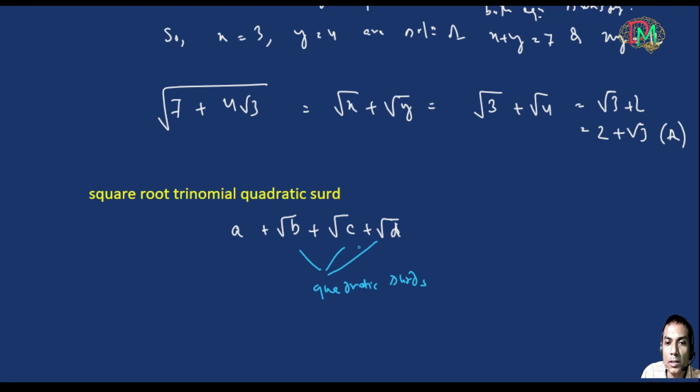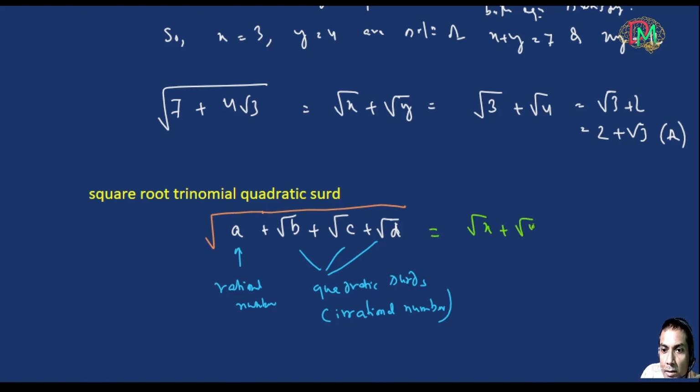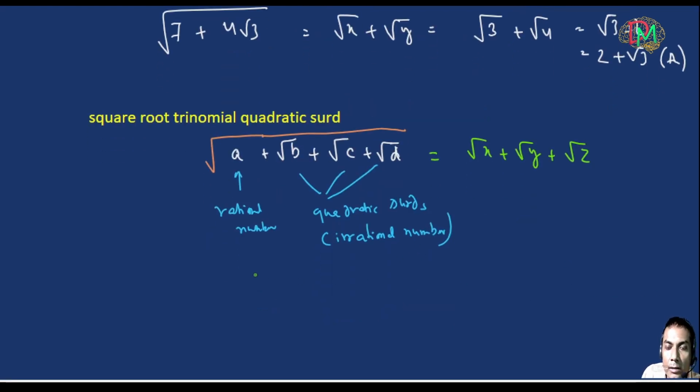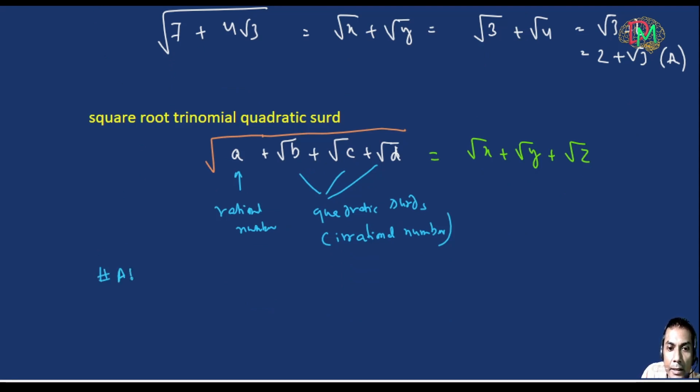Because these three values have square roots, they are irrational numbers. Clear? And a is the rational number. So if we find the square root of this number, then we can assume it as root x plus root y plus root z. Now how can we find them? You apply this shortcut.